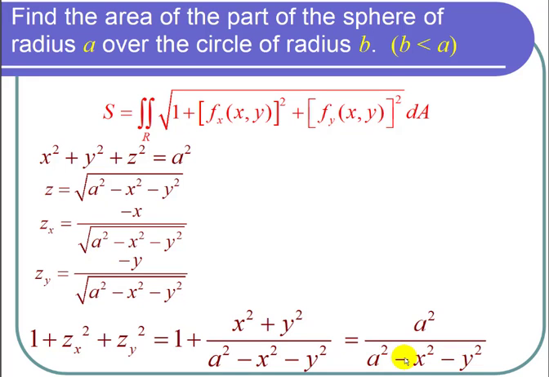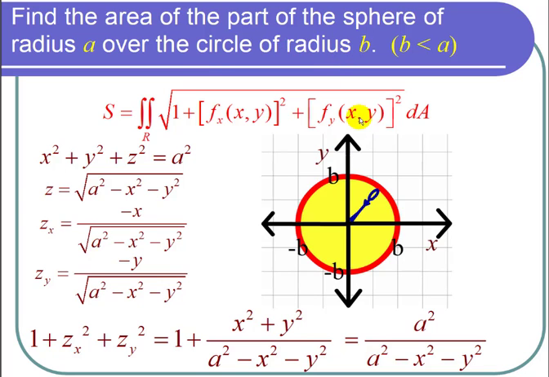So the next step is to look at the region, because I need to take a double integral over R. The region is the circle of radius b. When we have a circle, it's much easier to use polar coordinates. So I put my little man tilted like so. Notice the little man's feet are at 0, and the little man's head is at r equals b. And the angle goes from 0 all the way around to 2 pi.